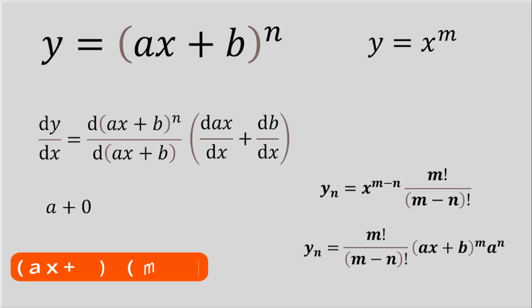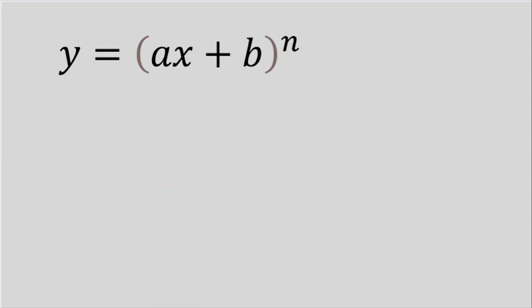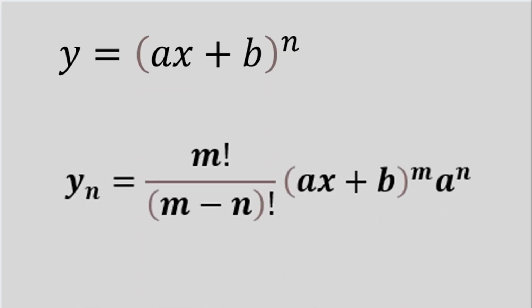I'm very sorry for the error here. It should be m minus n, and we get an external part that is a power n here. Alright, so that's it. So this is the final shot, and this is the final formula of what we were calculating.